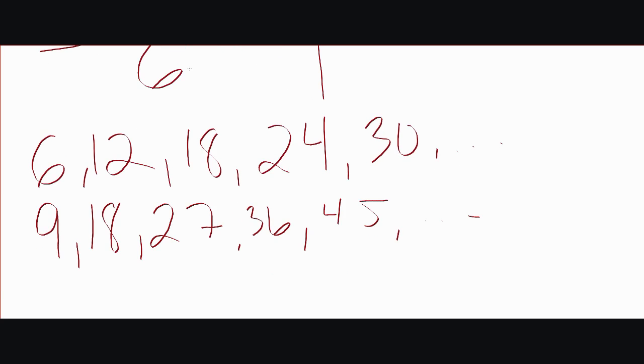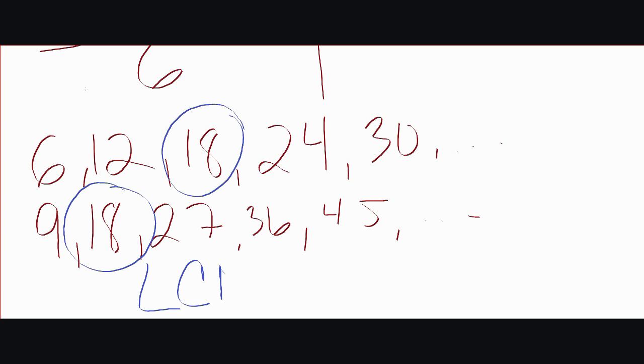Now, what we want to do, now that I've listed the multiples, is find what is in common between the two lists. And very clearly, I can see that 18 is in both lists, meaning 18 is a common multiple. In fact, it's the smallest common multiple, or the least common multiple, which we call the LCM.